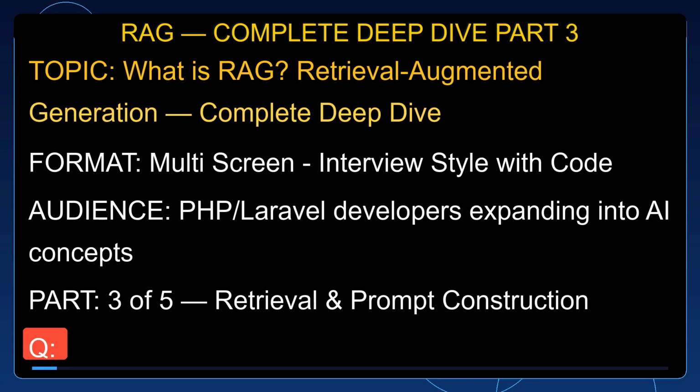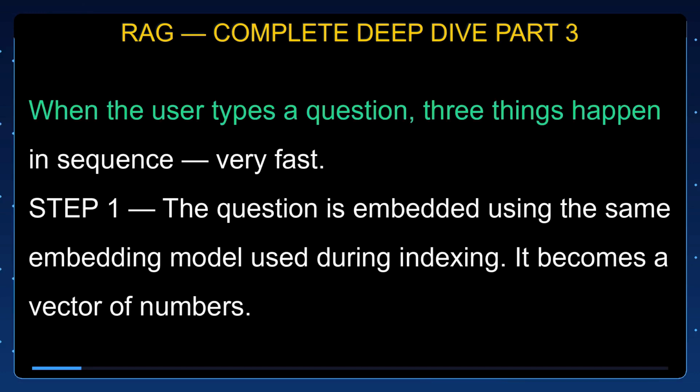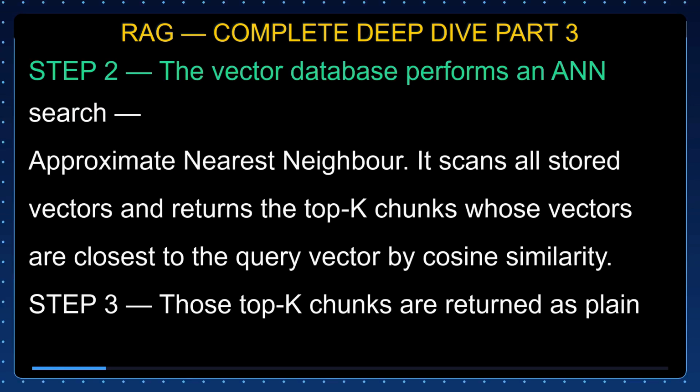How does retrieval actually work at query time? When the user types a question, 3 things happen in sequence. Very fast. Step 1. The question is embedded using the same embedding model used during indexing. It becomes a vector of numbers. Step 2. The vector database performs an ANN search. Approximate nearest neighbor. It scans all stored vectors and returns the top k chunks whose vectors are closest to the query vector by cosine similarity.